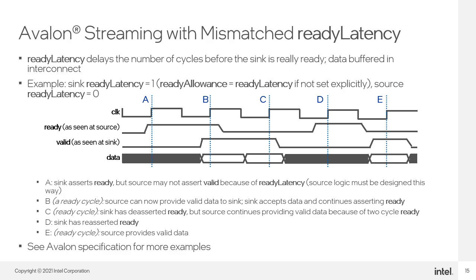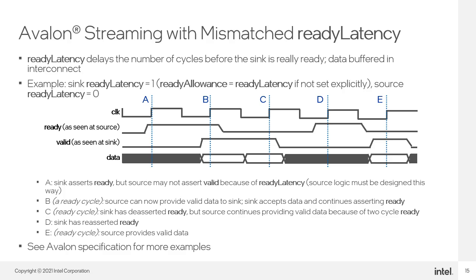At clock cycle A, ready is asserted by the sink. However, because of the readyLatency of 1, the source must wait an additional clock cycle before valid data will be accepted by the sink, so it does not send out valid data until before cycle B. At cycle B, ready is still asserted and the sink accepts the data from the source. This cycle is referred to as a ready cycle because the sink is actually ready to receive data at this point.